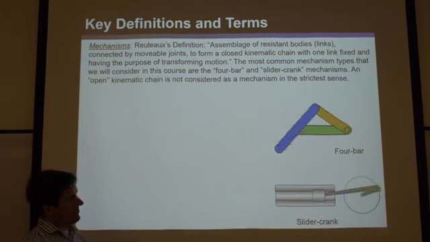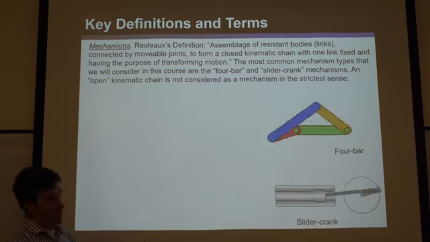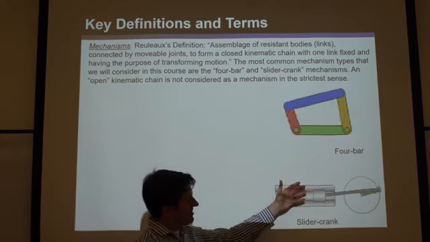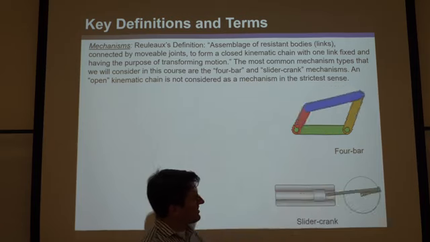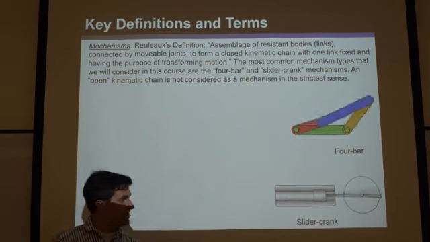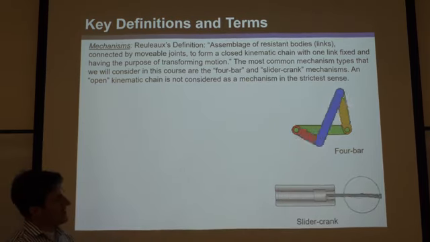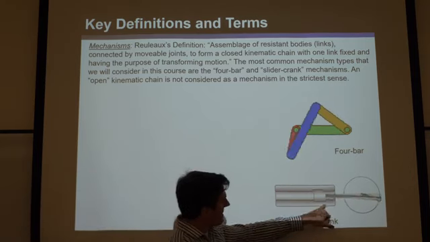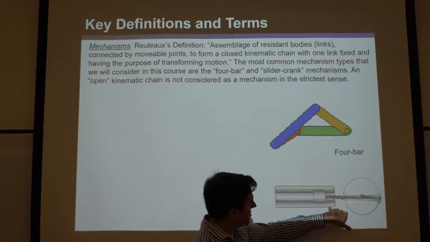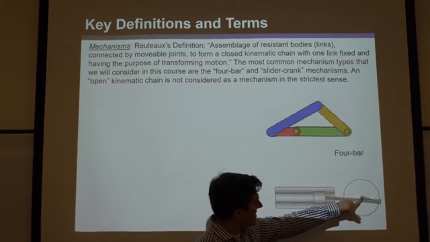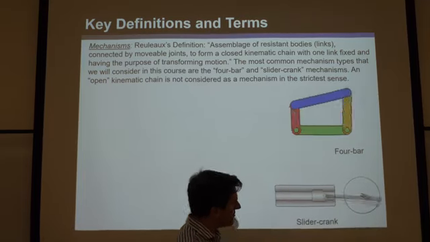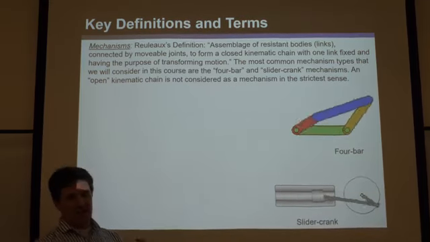And so you might say, well, is this a mechanism? Well, it certainly is. It's one of the most famous mechanisms. So let's go through that definition. It consists of links that are connected together by movable joints. And now the question is, is one of the links grounded or held fixed? And yes, it is. It's this body right here, which is also connected to what joins this moving link to the ground. And then is it a closed kinematic chain?